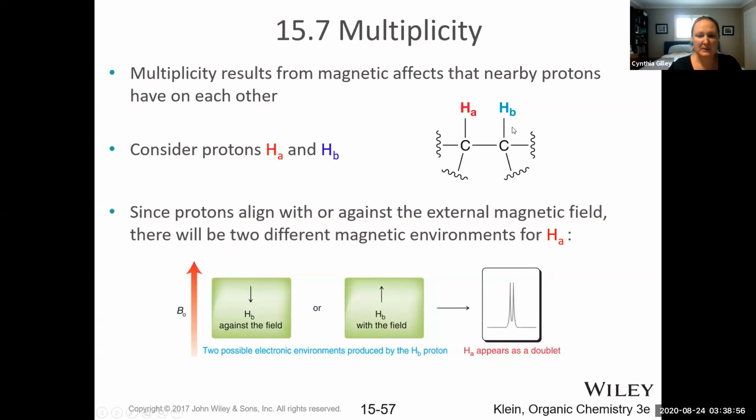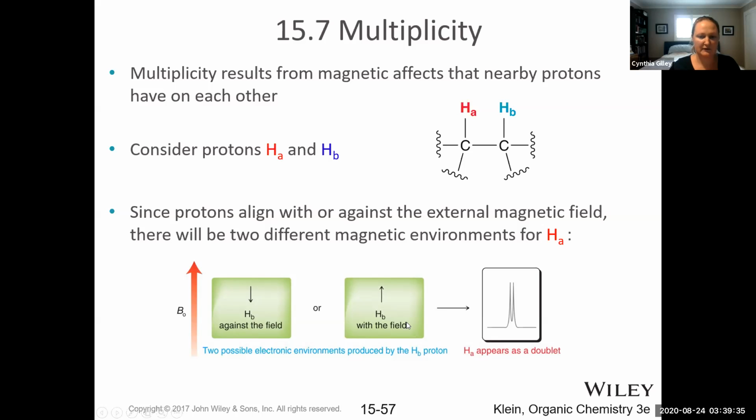And if HB happens to be aligned with the external magnetic field, so this is like alpha state, beta state, that will de-shield HA a little bit. So the magnetic moment that HB possesses, either aligned with or against the external magnetic field, actually will affect the frequency that HA absorbs, because HA is either randomly a little bit shielded or a little bit de-shielded by the presence of HB. So I don't actually like this picture, but it does come from your book.